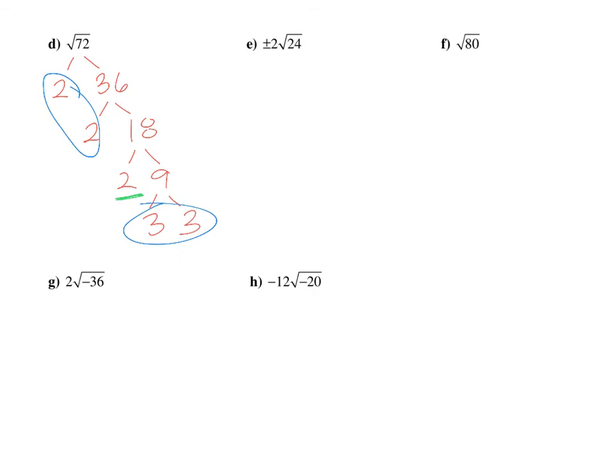So I had a pair of 2s, so I pull out a 2. I have a pair of 3s, so I pull out a 3, and then left over is a 2. So I have 2 times 3 is 6, and then I have square root of 2.